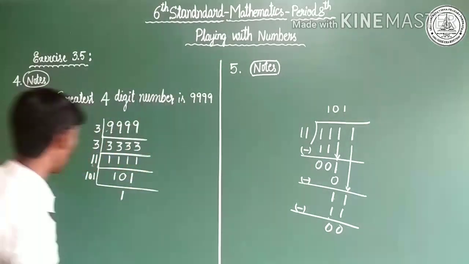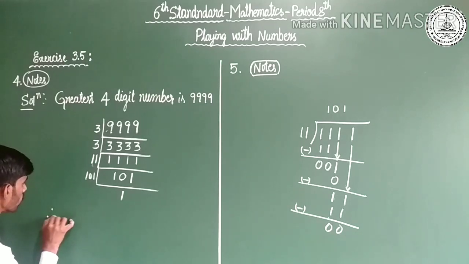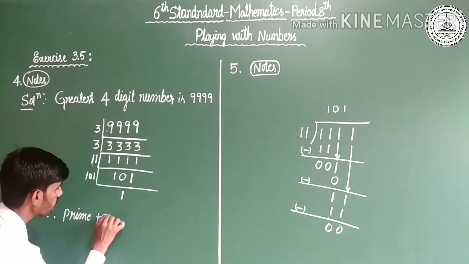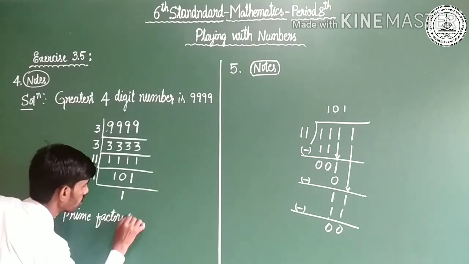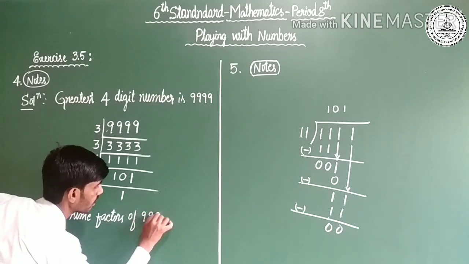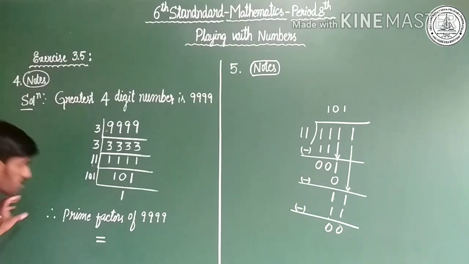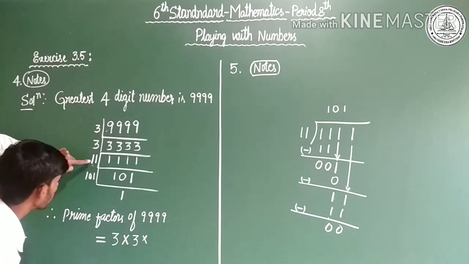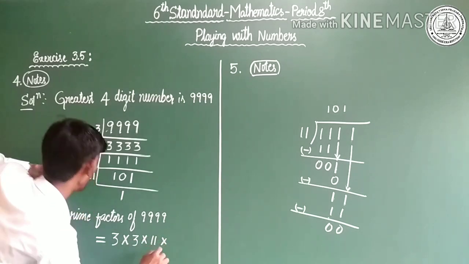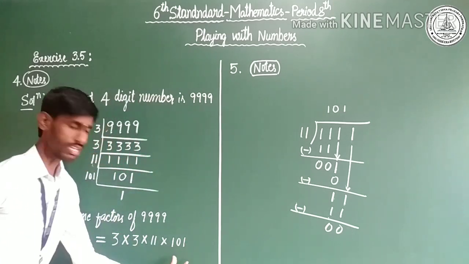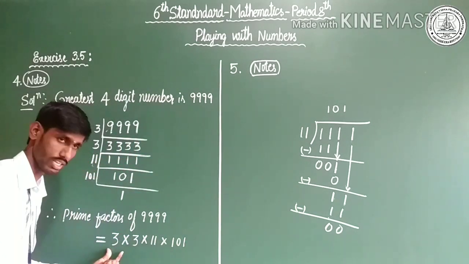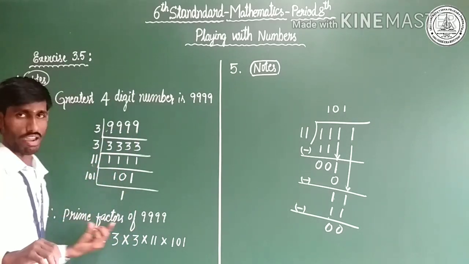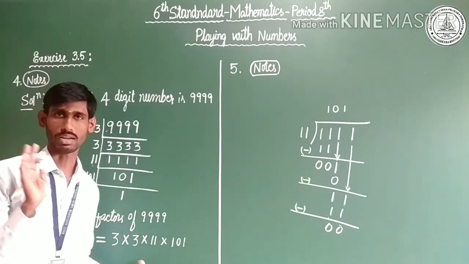Okay, therefore, prime factors of 9999 is equal to 3 into 3 into 11 into 101. You multiply 101, 11, 3, 3, you will get 9999. This is the representation of prime factors. It is the prime factor representation.